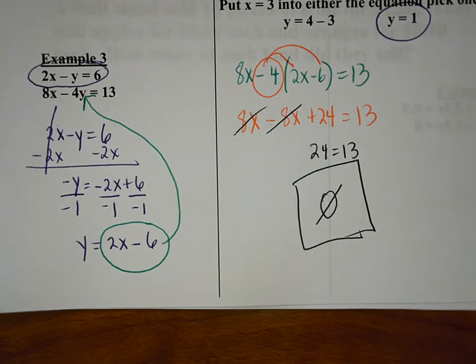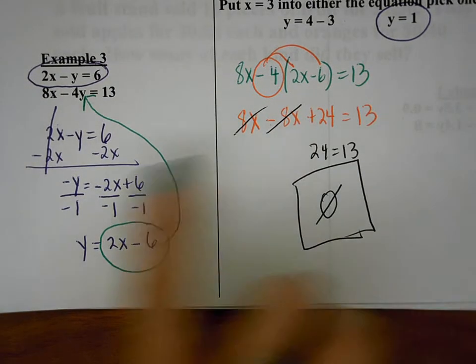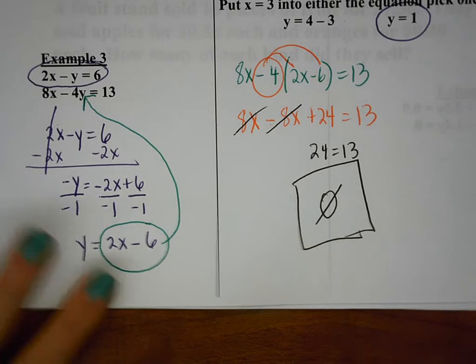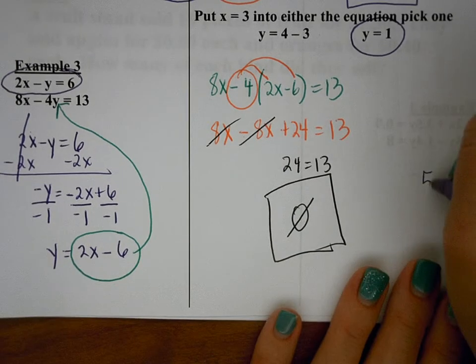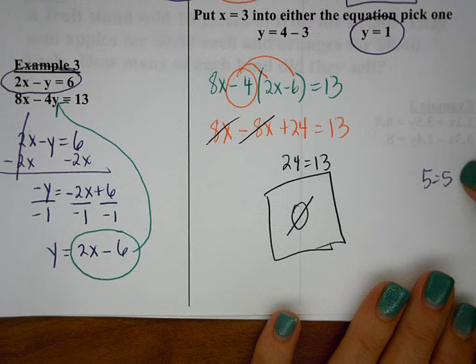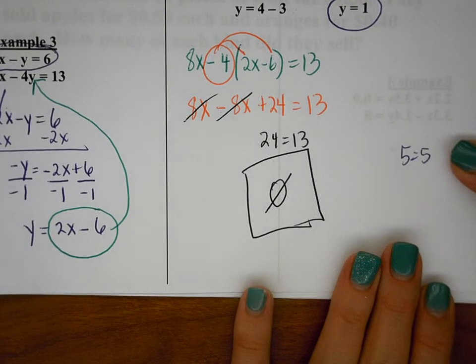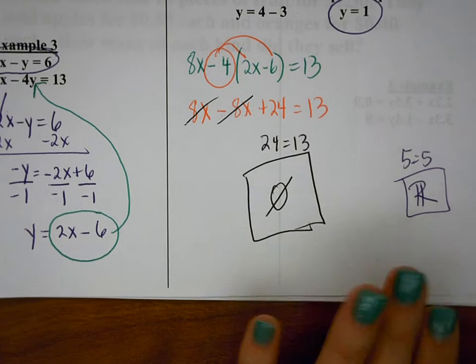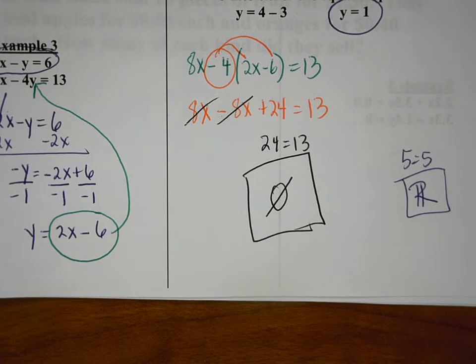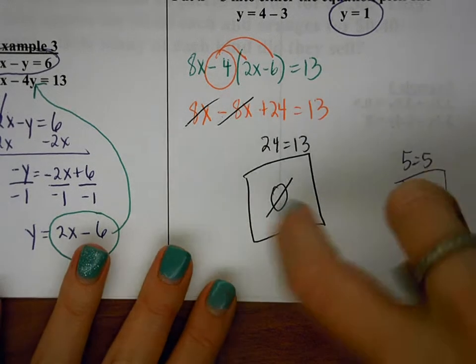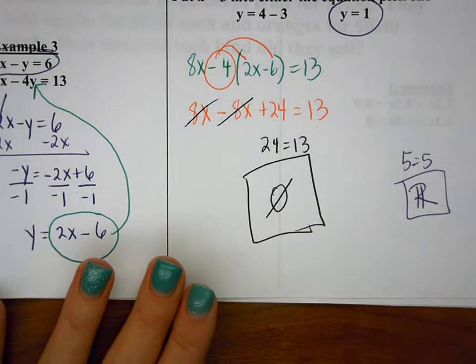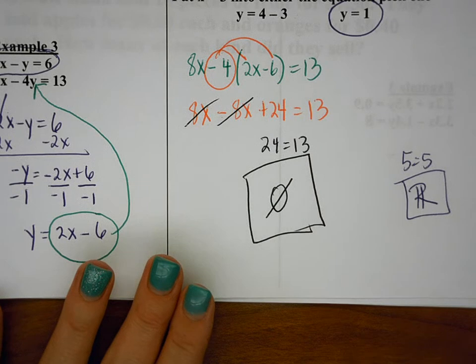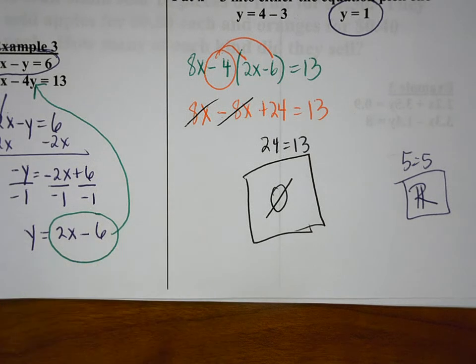If something like this happens and your variables cancel out and you end up with, let's just say, 5 equals 5, what answer do you think it would be? It would be all reals. It means that they would be the same line and the answer would be all solutions because the lines would be right on top of each other. Does that make sense? Where this one, when there's no solution, that means they are two parallel lines. So they're never crossing. Okay, so there's no point of intersection.